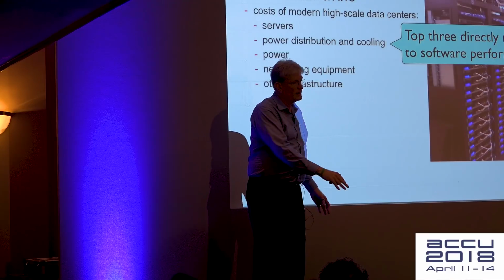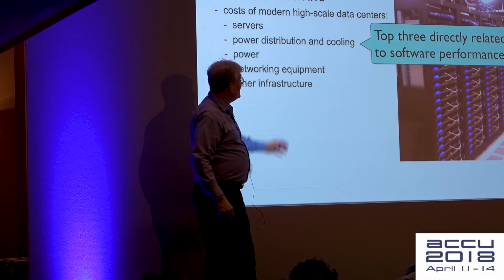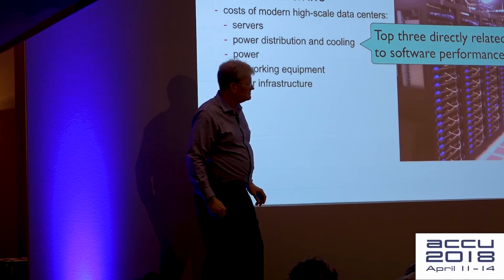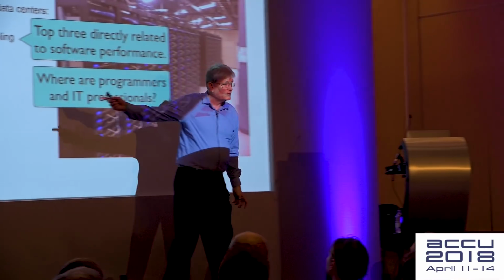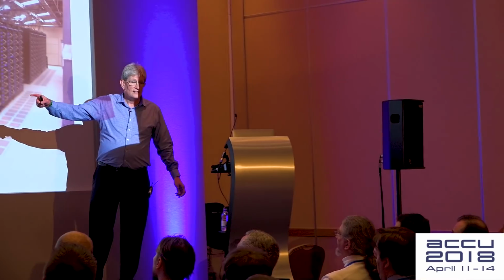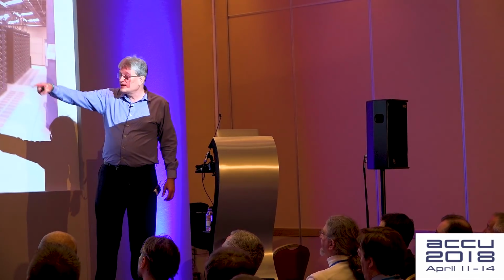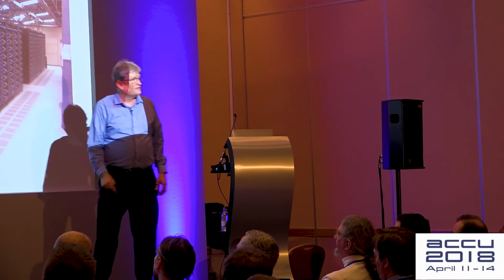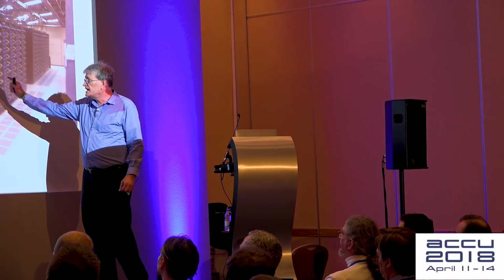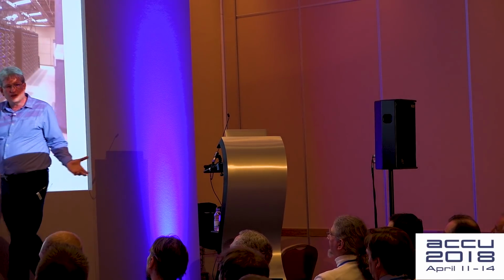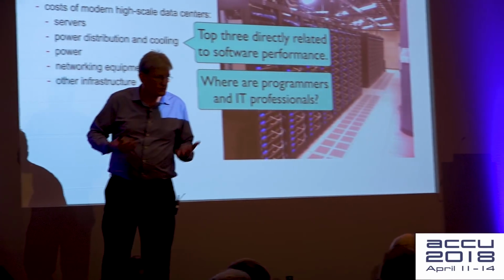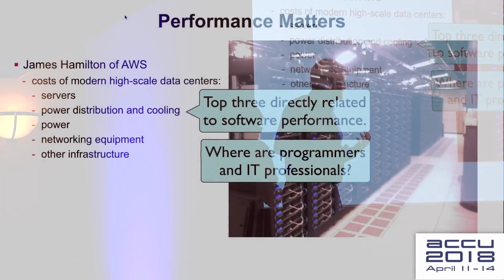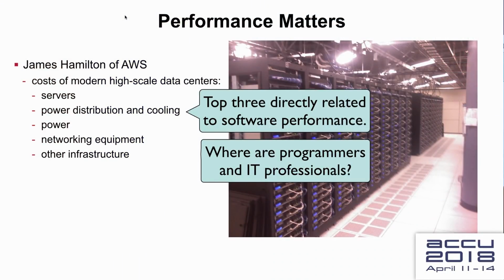Almost 100% hits the bottom line, right? That's how important performance is. The other thing is, where are the programmers and IT professionals? Where are they? Well, the cost of writing the software is insignificant compared to the cost of running it. These are the asterisks. So if you're writing in a language that optimizes for programmer performance, programmer proficiency, maybe you're optimizing for the wrong thing.